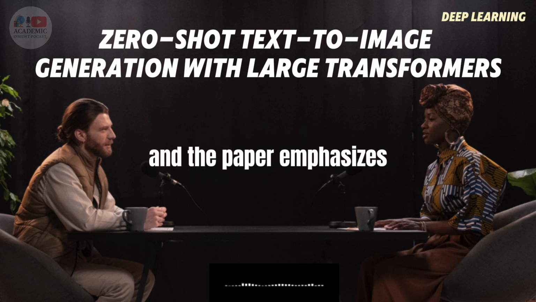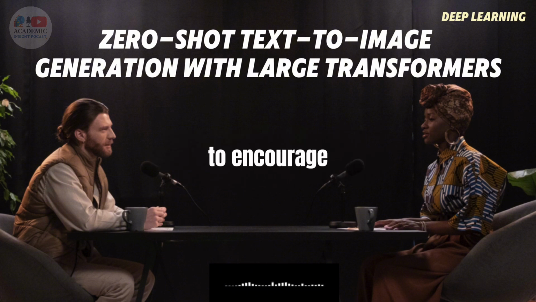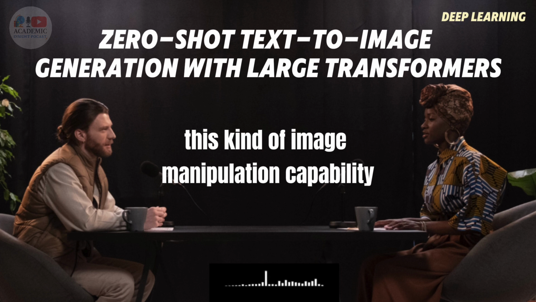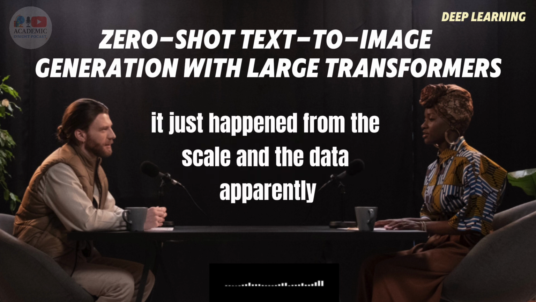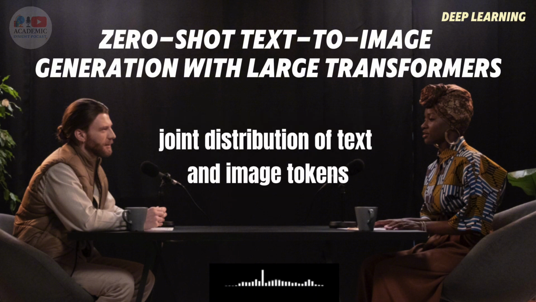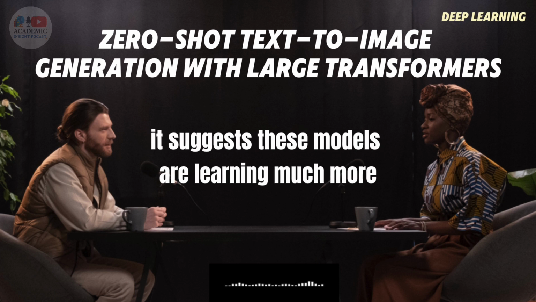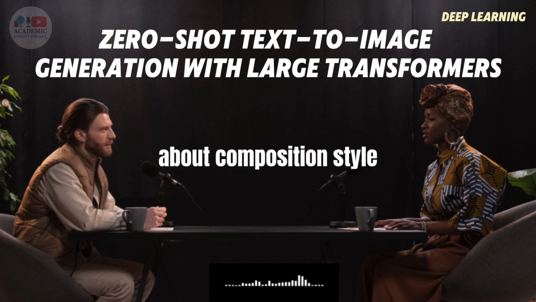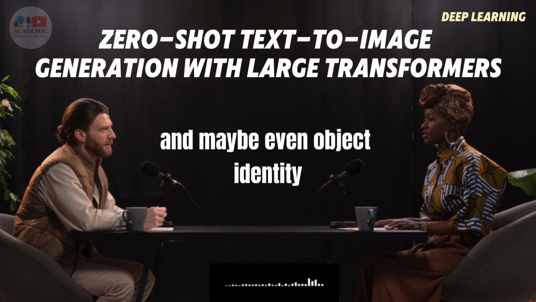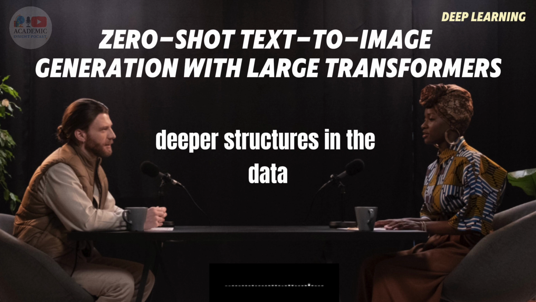That's wild. And the paper emphasizes they made no specific changes to the training objective or architecture to encourage this kind of image manipulation capability. It just emerged. It just happened from the scale in the data. Apparently so. Yep. It emerged from learning that joint distribution of text and image tokens at a massive scale. That is genuinely surprising. It suggests these models are learning much more about composition, style, and maybe even object identity than we might initially assume, just implicitly. Yeah, deeper structures in the data.